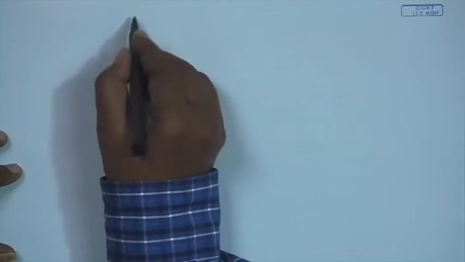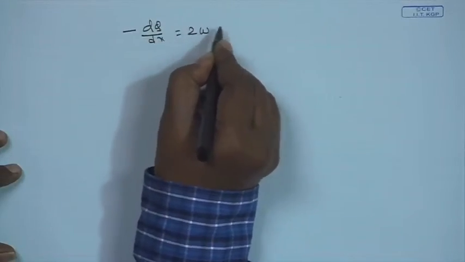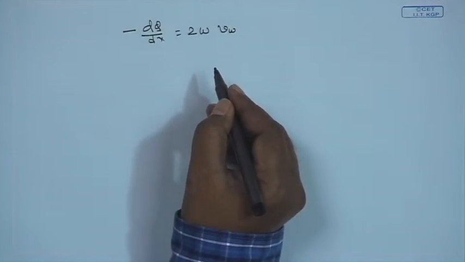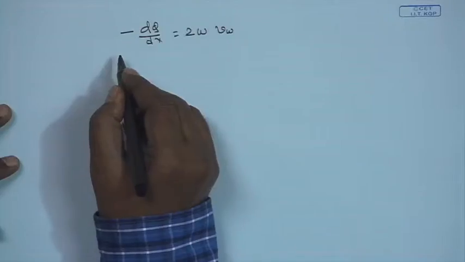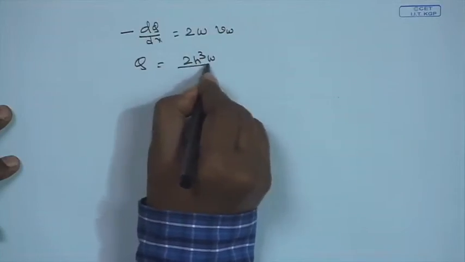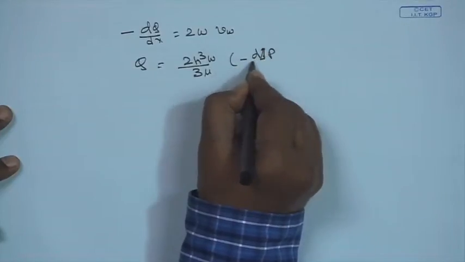Now, what will it give you? This will give you minus dQ dx is equal to 2 W V w. So, this equation gives you a governing equation of how Q, the volumetric flow rate, varies as a function of x in an actual membrane module. Now, we have written that Q is equal to 2h cubed W over 3 mu times minus dP dx, which will be d delta P dx.